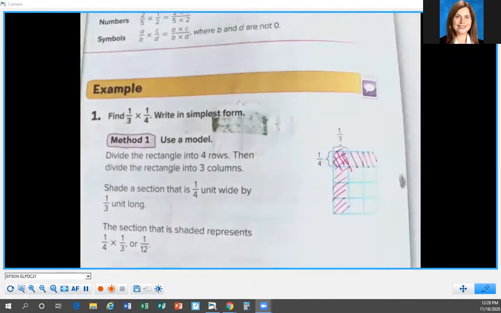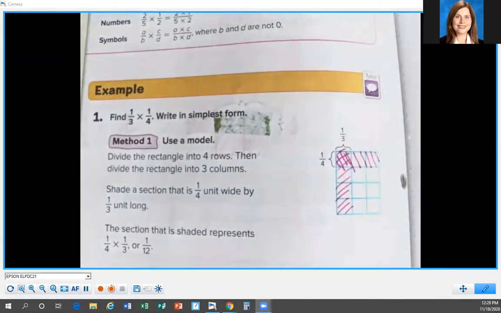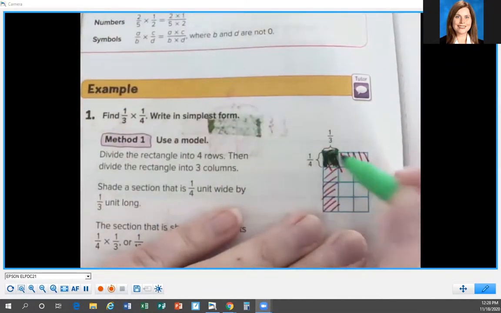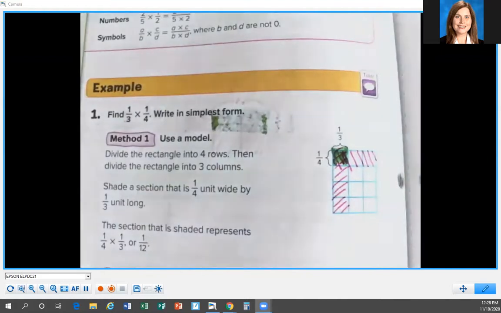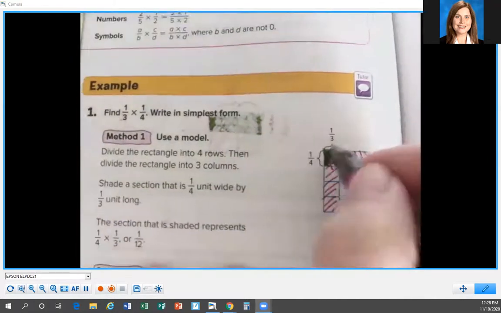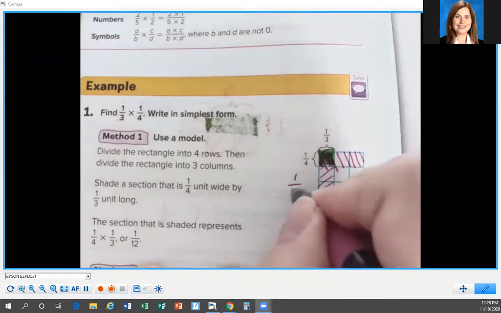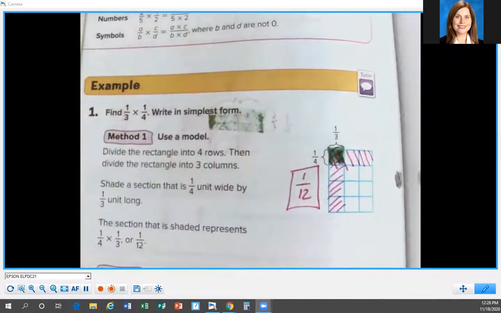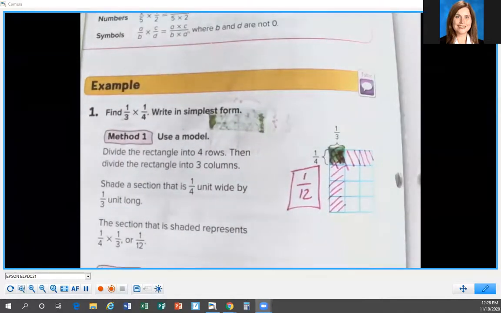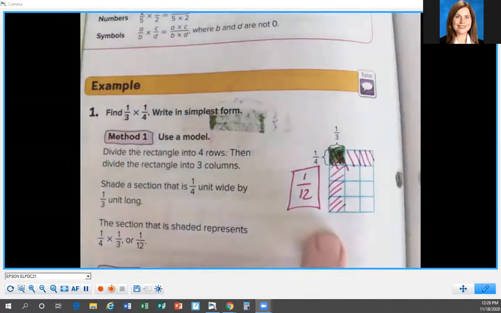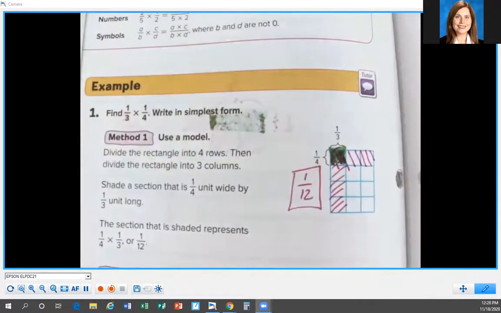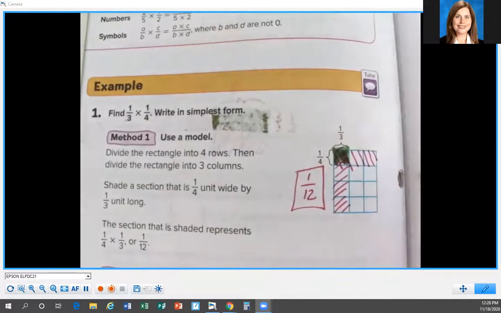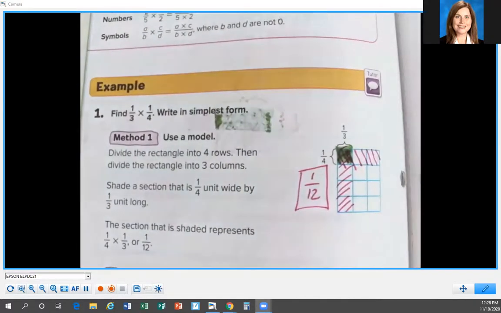Okay, and out of those 12 squares, how many of them were shaded both times? Just 1 out of the 12 squares were shaded both times. Okay, so 1/12, 1 out of 12 of the squares were shaded both ways, 1/3 of 1/4. And you can also think of it the other way. You can think of it as 1/4 of 1/3. Okay, so here's our third. And we took 1 out of 1/4 of it.